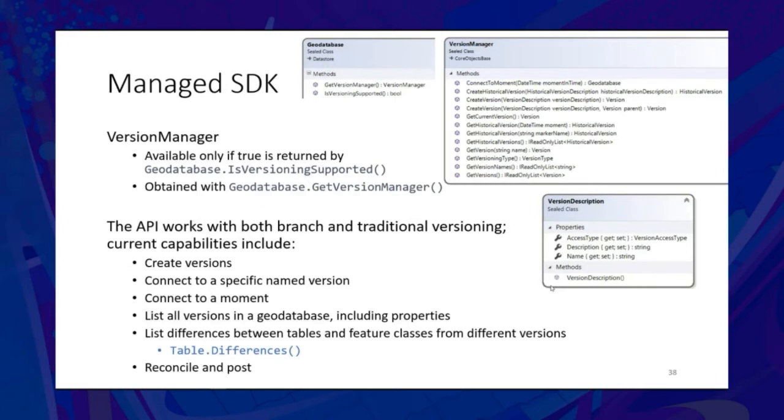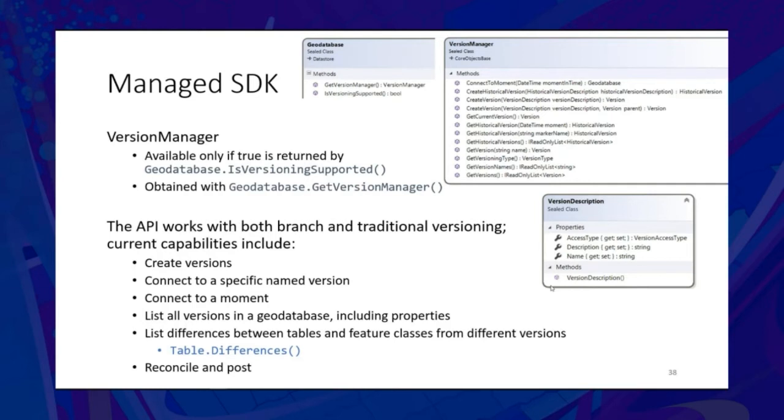Now, inside the Pro Managed SDK, this is just a quick tour. You have the Version Manager class, and that's available if versioning is supported on the geodatabase, and that's true is returned to that query. And you can get it from the geodatabase object through Get Version Manager. And again, the API works with both branch and traditional versioning. And these, you can see the various things.